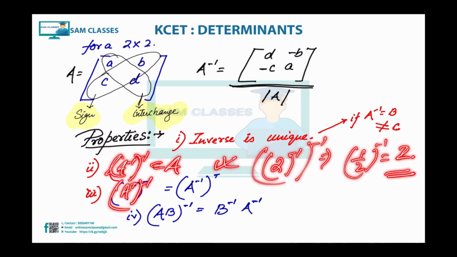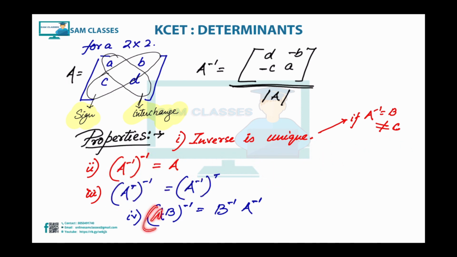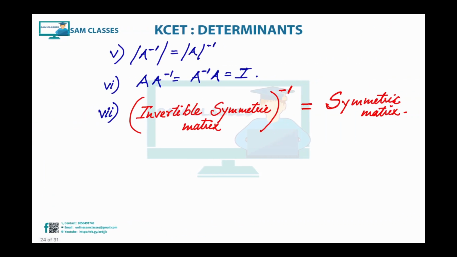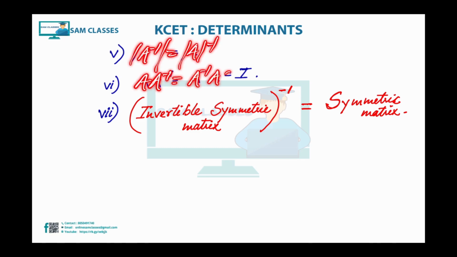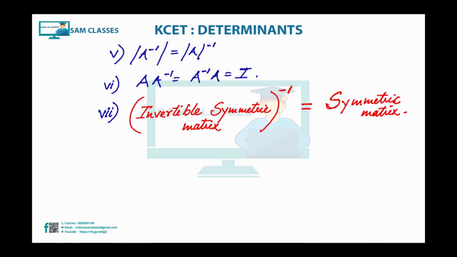Now A transpose and then inverse is basically the same as inverse and then transpose, okay? Now AB whole inverse, again reversal law. So B inverse will come first into A inverse. Clear? Now coming to the next, determinant of A inverse is nothing but 1 by determinant of A. A into A inverse becomes A inverse into A, same thing as I. Basically they're trying to say 2 into half is half into 2, that is equal to 1 only. Clear? Now, very important property for your KCET part.